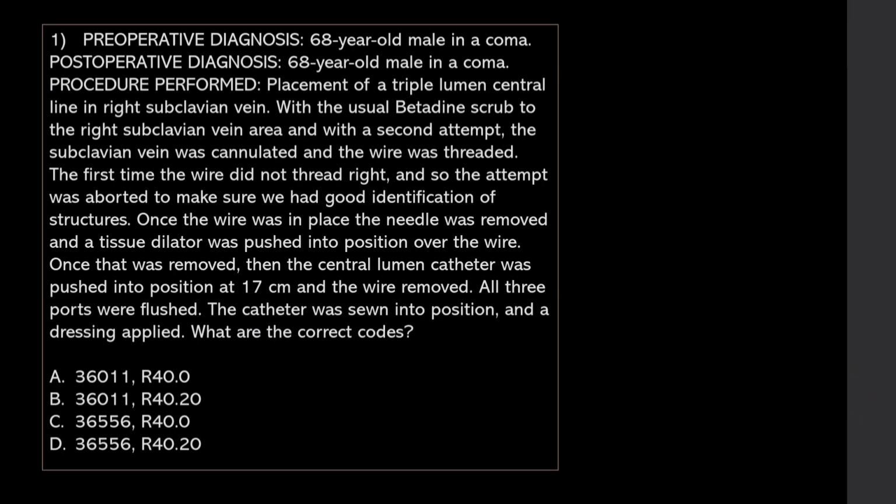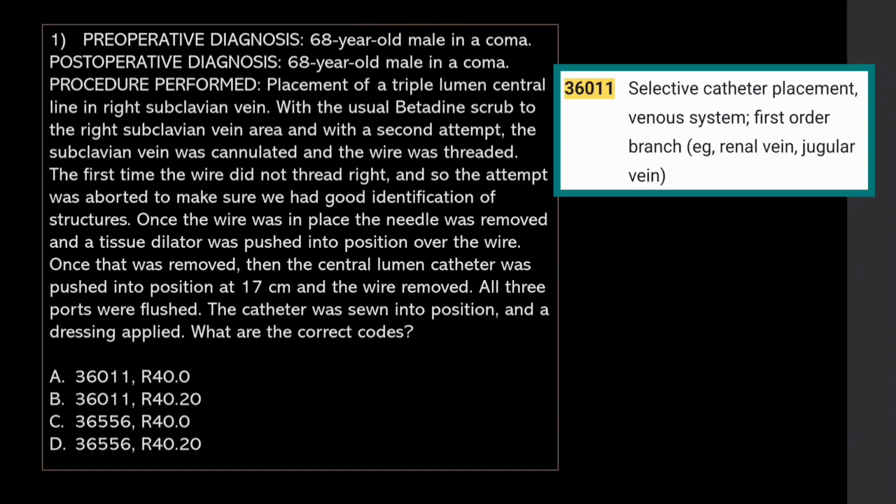This is the first question. You can pause and try to solve by yourself. Let's discuss. Let us look at the options first. In option A and B, the first code is 36011. 36011 is for selective catheter placement, venous system, first order branch, example, renal vein, jugular vein.